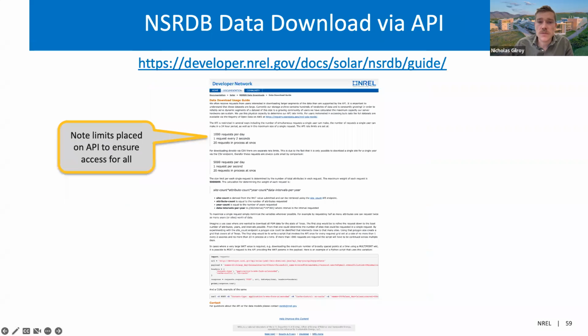I would also like to share the link for additional documentation around the API, as well as highlight that we've restricted the API in several ways, including the number of simultaneous requests a single user can make, the number of requests a single user can make in a 24-hour period, as well as the maximum size of a single request. So those rate limits are set at 1,000 requests per day, 1 request every 2 seconds, and 20 requests in process at once. For any questions about the API, please contact us at nsrdb@nrel.gov, and we'd be happy to help you and continue to refine the experience around the viewer and API.